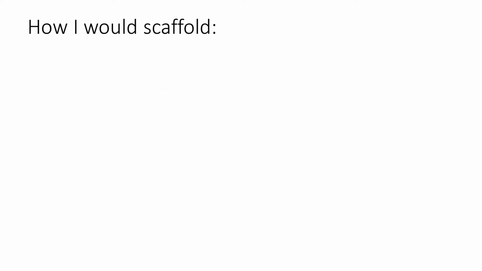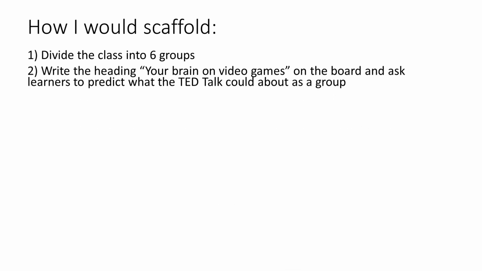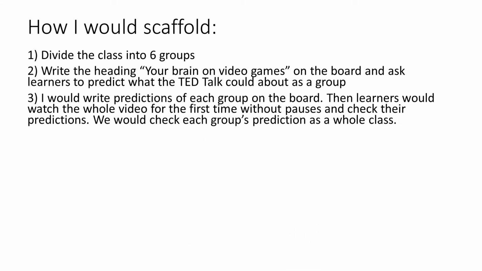First of all, I would divide the class into 6 groups. Then I would write the heading, "Your Brain on Video Games," on the board, and ask learners to predict what the TED talk could be about. They should do it as a group. Next, I would write the prediction of each group on the board. Then learners would watch the whole video for the first time without pauses and check their predictions. So we would check each group's prediction as a whole class.